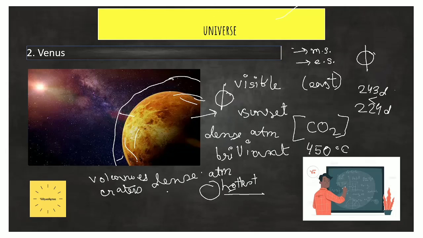Let me write it here. One day in Venus is equivalent to 243 days on Earth. So it has the longest day.